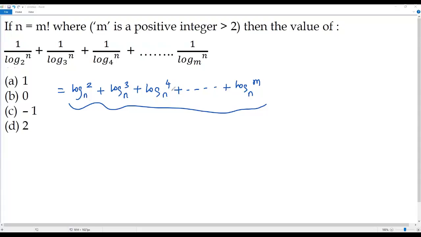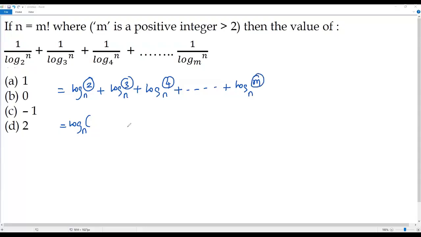Whenever I add 2 or more logarithms with the same base, I can take the logarithm once with that base and multiply the arguments. This is the product rule of logarithms. So the arguments are 2, 3, 4, and I have to multiply them: 2 times 3 times 4, up to m. Here it is log to the base n.